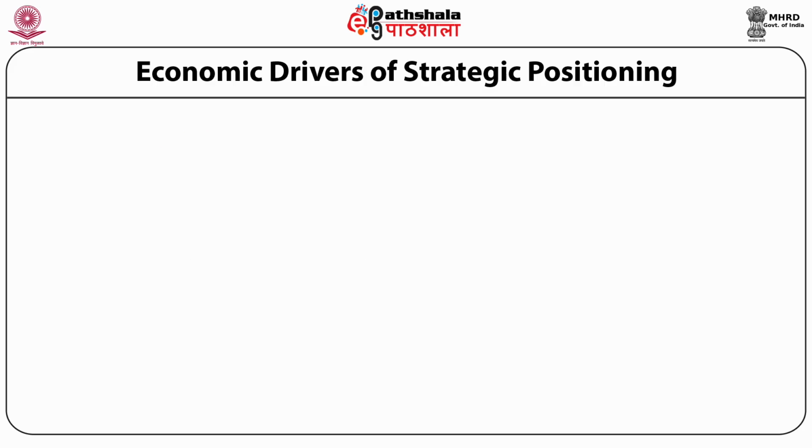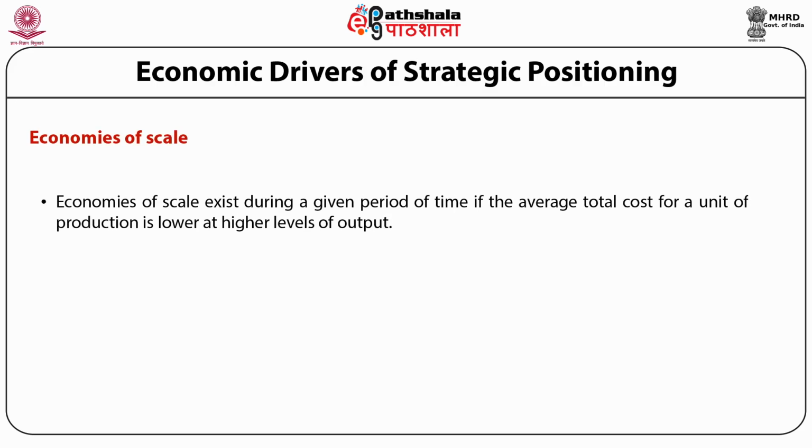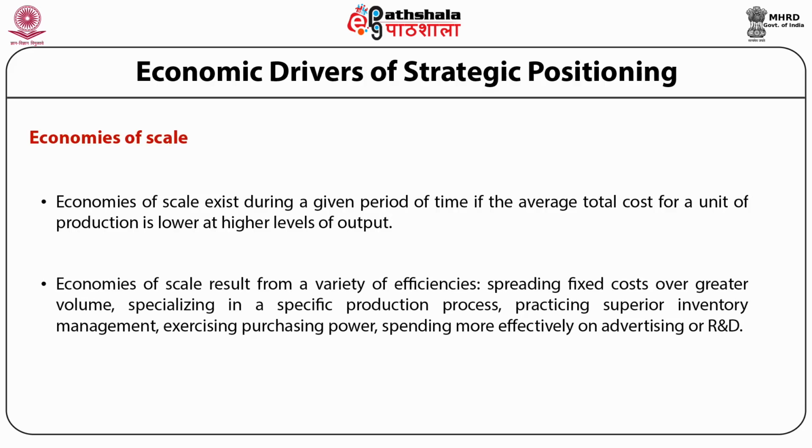Continuing with the economic drivers of strategic positioning, the next could be economies of scale. Students, economies of scale exist during a given period of time if the average total cost for a unit of production is lower at higher levels of output. Economies of scale result from a variety of efficiencies: spreading fixed costs over greater volume, specializing in a specific production process, practicing superior inventory management, exercising purchasing power, and spending more efficiently on advertising or research and development.